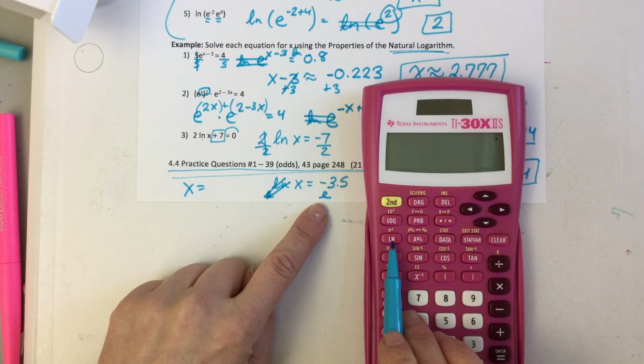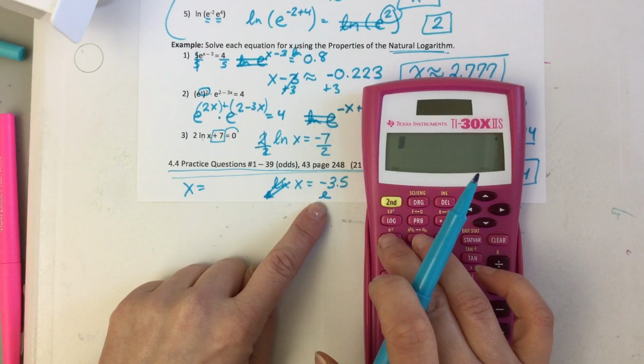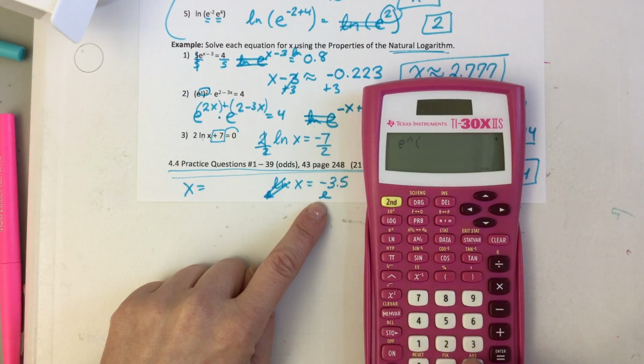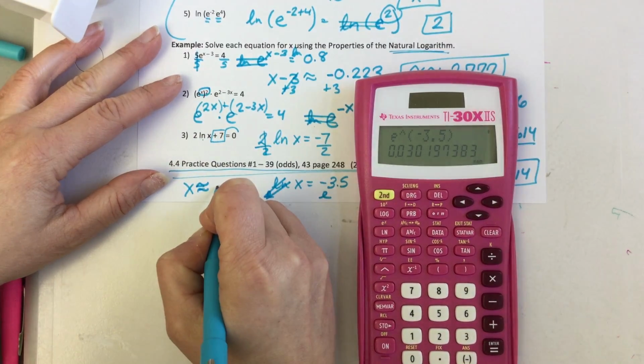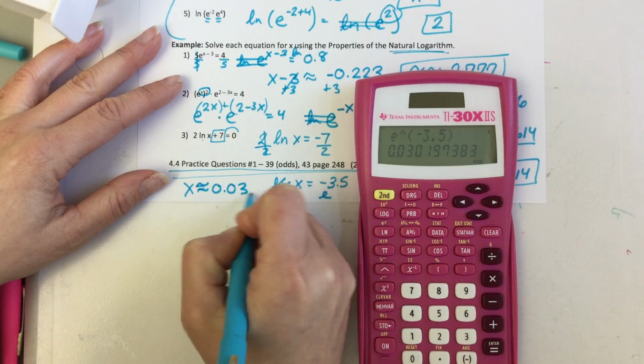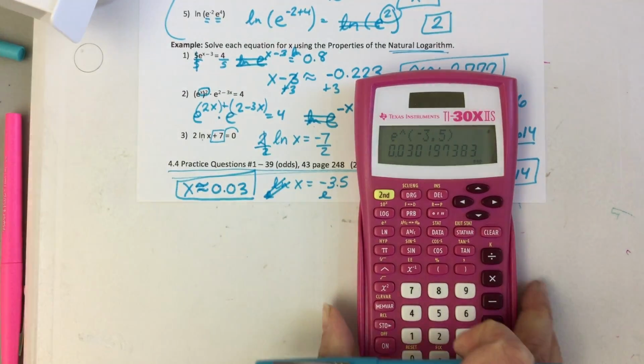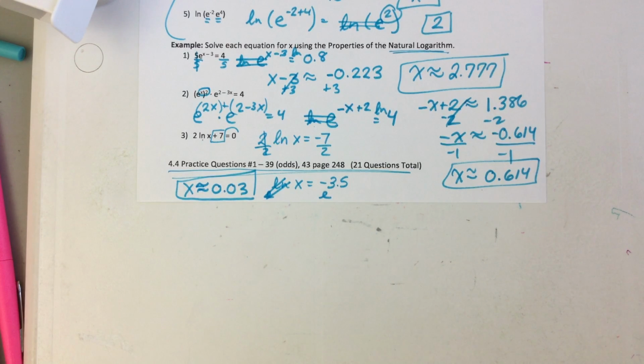It's above the natural log because they go together, so they're on the same button on the calculator. I have to hit the second ln button. It's e to the negative 3.5. So again, I will have to approximate this answer. So x is approximately 0.03. And you guys, that is it for section 4.4.